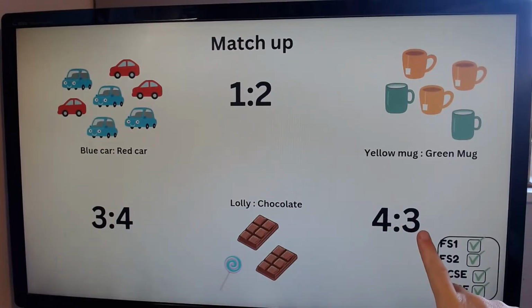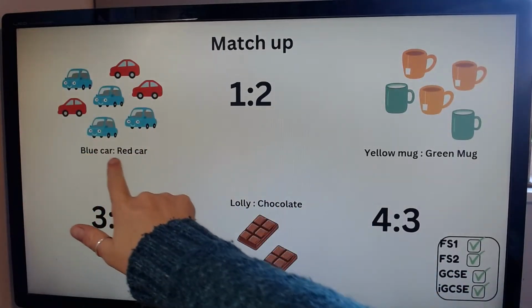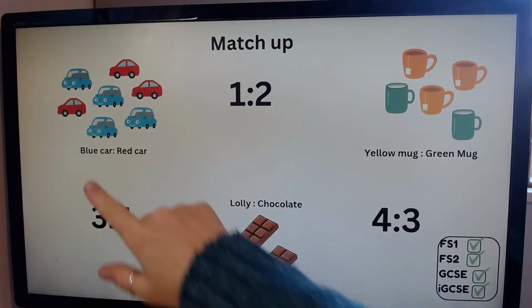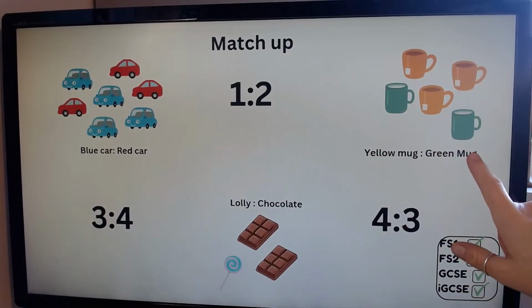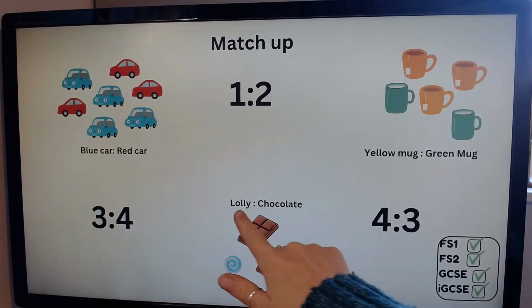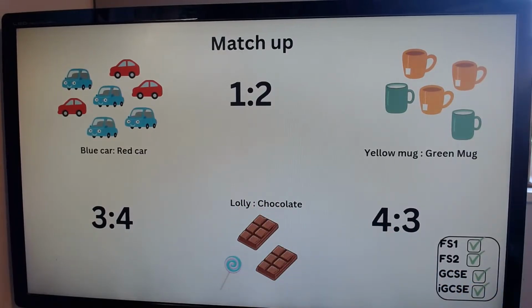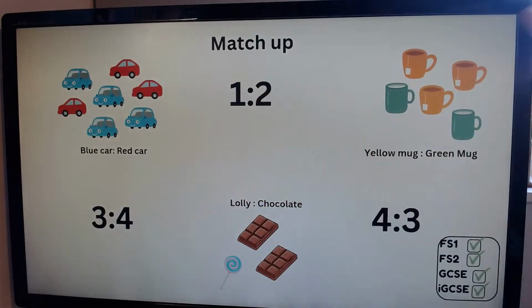And these are the 3 pictures I want you to match them up with. Here's a picture of cars, and I want you to do the ratio of blue cars to red cars. Here's a picture of some mugs, and I want the ratio of yellow mugs to green mugs. And here's a picture of some sweets, and I want you to do the ratio of lollies to chocolate, please. So I'm going to give you a little bit of time to have a little think about that. So if you think the mugs are in the ratio 1 to 2, you would draw a line between those two.